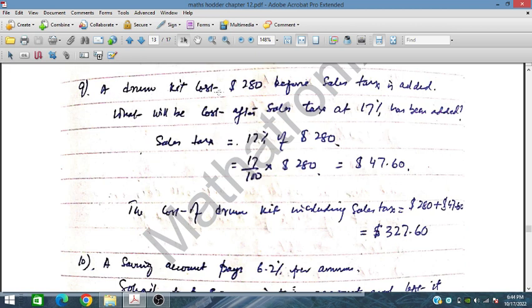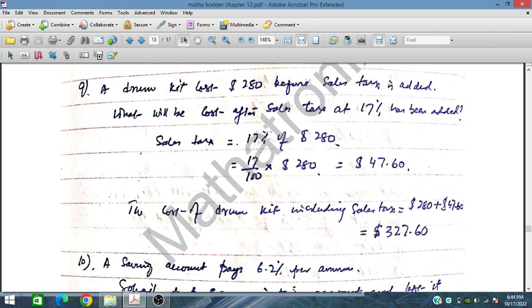A drum kit costs $280 before sales tax is added. What will be the cost after sales tax at 17% has been added? So 17% has been added to this amount.